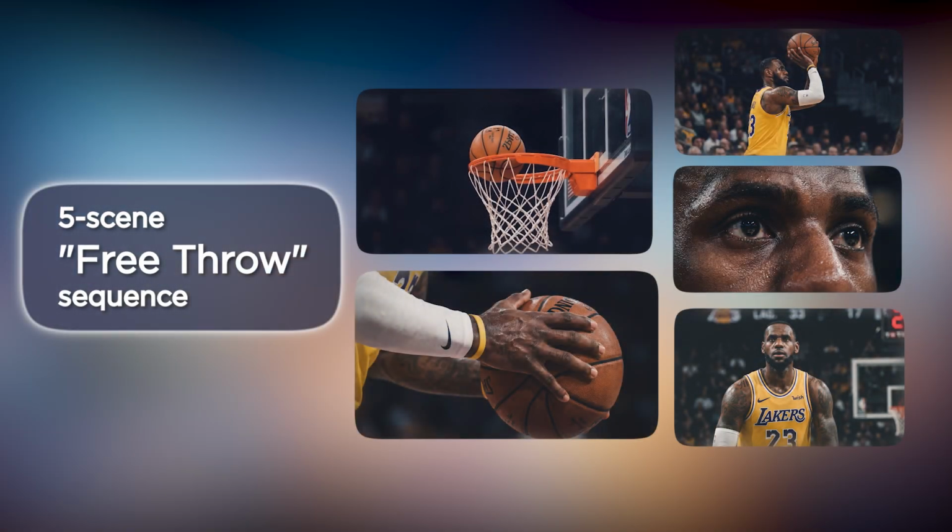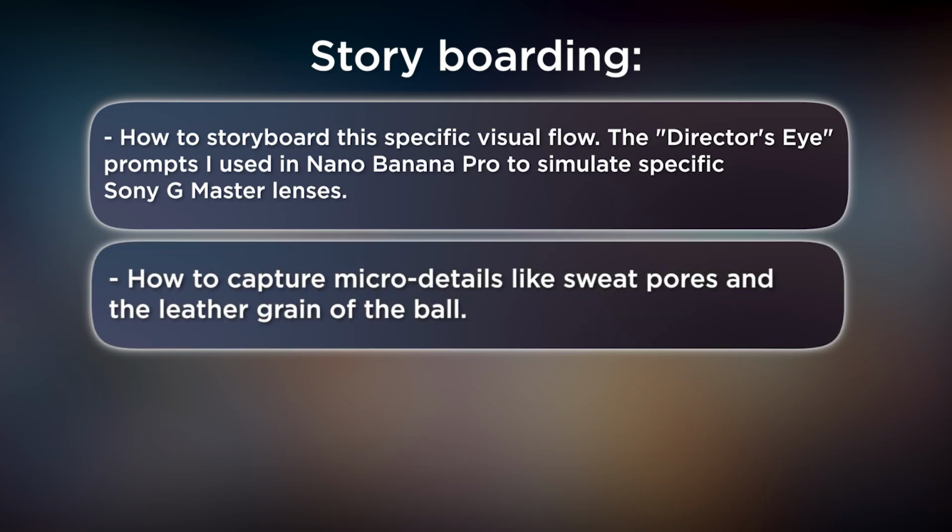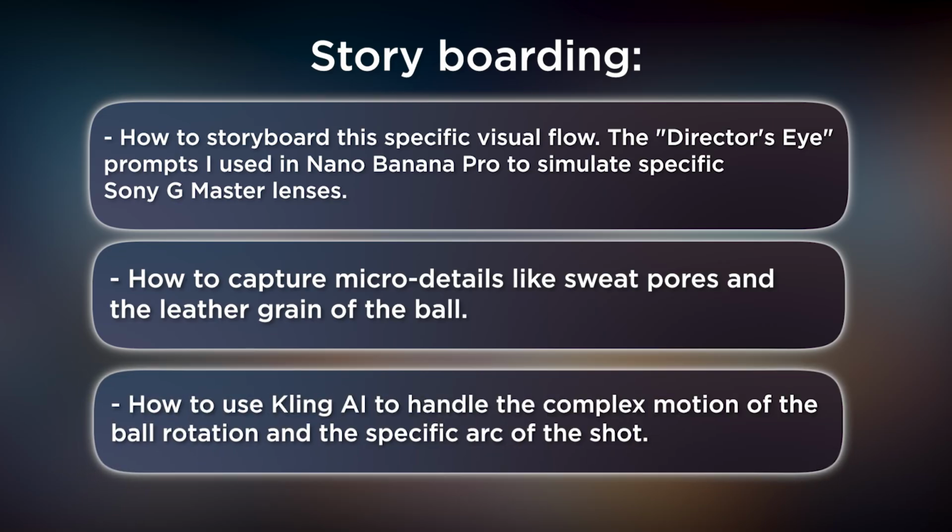In this breakdown, I am going to show you how to structure a specific 5-scene free throw sequence. We are ditching the random clips. We are going to focus exclusively on the tension of the free throw line. I am going to show you how to storyboard this specific visual flow, the director's eye prompts I used in Nano Banana Pro to simulate specific Sony G Master lenses, how to capture micro details like sweat pores and the leather grain of the ball, and how to use Kling AI to handle the complex motion of the ball rotation and the specific arc of the shot. So let me just start by breaking this down from the very beginning.